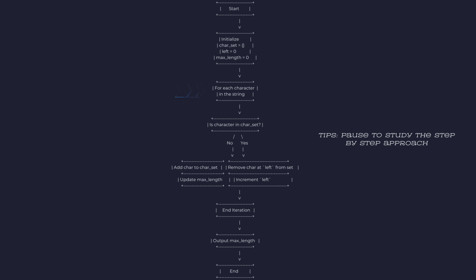3. For each character in the string, we start iterating through each character of the string using a right pointer, which represents the ending index of the current window. 4. Is the character in charset? At each step of the iteration, we check if the character at the right pointer is already present in the charset. 5. If no, character is not in charset. Add character to charset. If the character is not in the charset, we add it to the set. Update max length. We update max length to be the maximum of its current value and the size of the current window, which is calculated as right minus left plus 1.